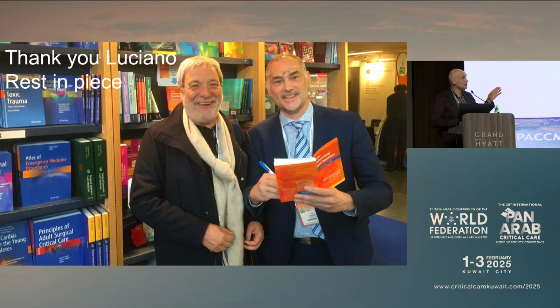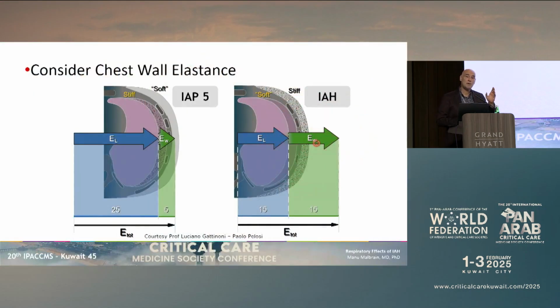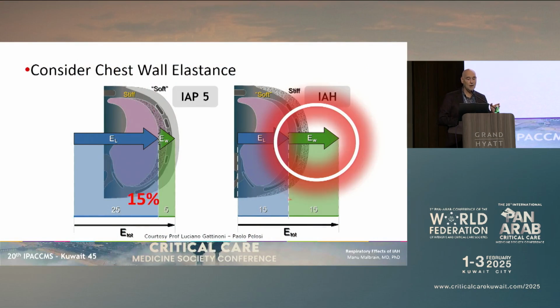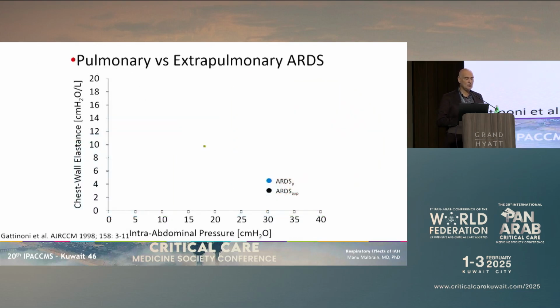He did seminal studies looking at the impact of abdominal hypertension on chest wall elastance. And the fraction between the chest wall and the lung may be changed in situations of abdominal hypertension. And they found that there is a relation between abdominal pressure and the chest wall elastance. So the higher the pressure, the higher the elastance, or the lower the compliance.